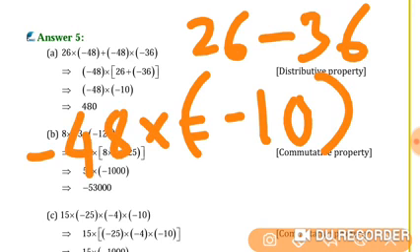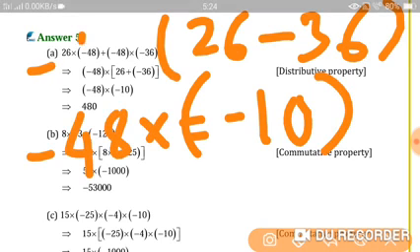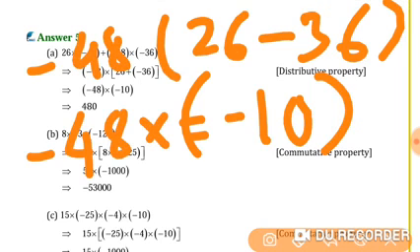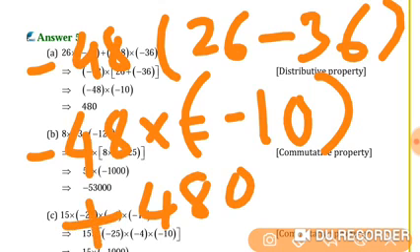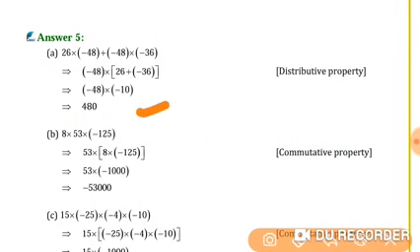Into minus 48 we have to do here. 48 into 10 is 480, minus into minus is plus. So this is how the distributive property gets the answer.